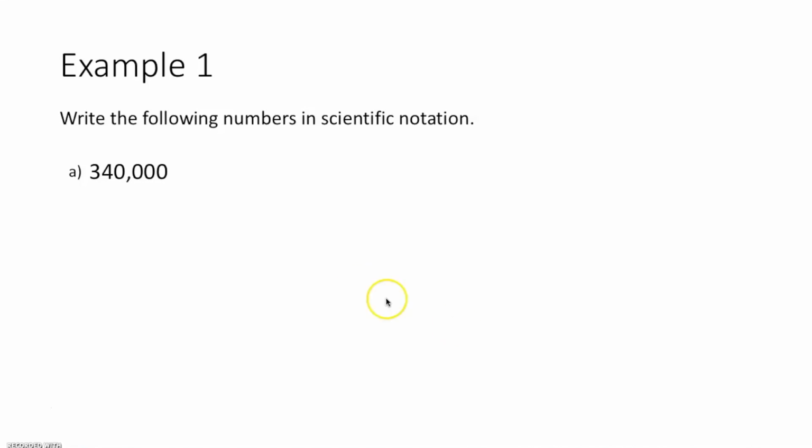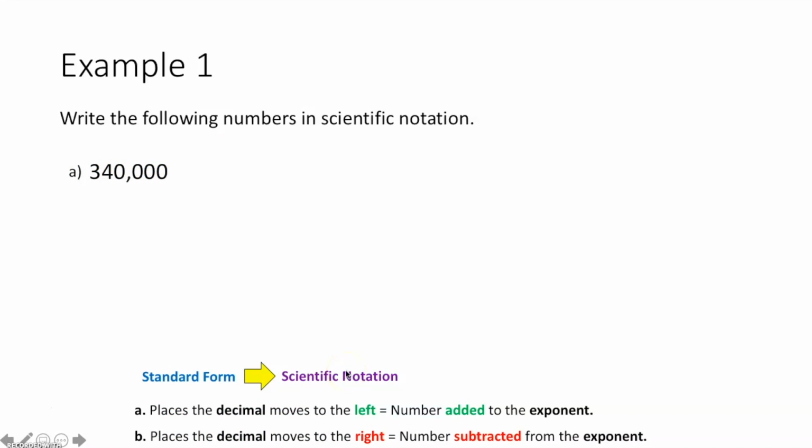Example time. Now, example 1 says write the following numbers in scientific notation. So let's go ahead and do that. Here, we are converting from standard form, regular number form, into scientific notation. What we need to do is locate the decimal. Where is the decimal in this case? Well, there is no decimal. But technically, if there is no decimal, your decimal is at the end of the number. So here is our decimal right here.